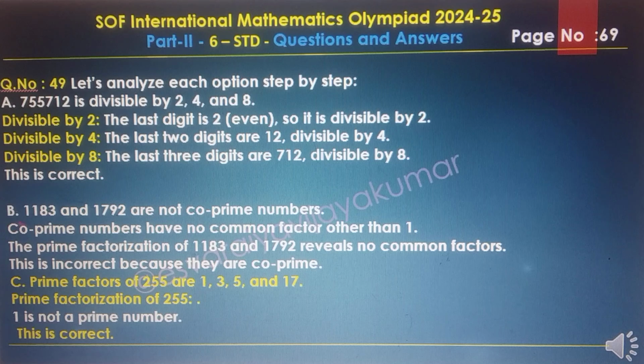B: the 1183 and 1792 are co-prime numbers. Co-prime numbers have no common factors other than 1. The prime factorizations of 1183 and 1792 reveal no common factors. So this statement is incorrect, because they are co-prime. And C: the prime factorization of 255 is 3 times 5 and 17. 1 is not a prime number. This is correct.